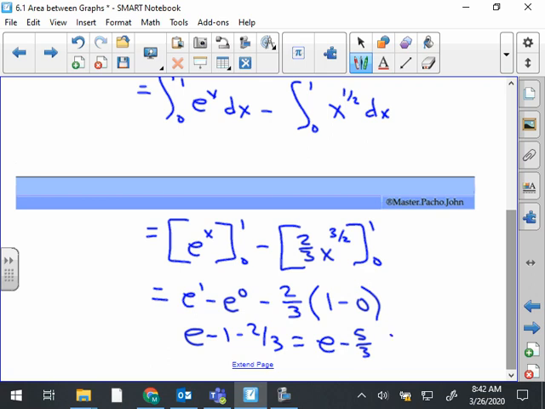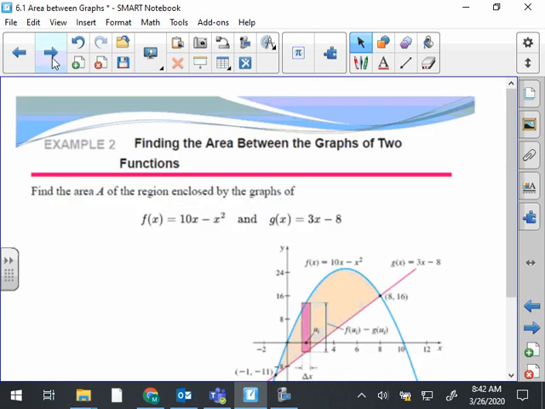And remember, this is going to be in square units because we're talking about area here. I don't know what those units are, but in this case we're talking about area, so it must be in square units. Okay, hopefully that makes some sense. Let's try with another example.